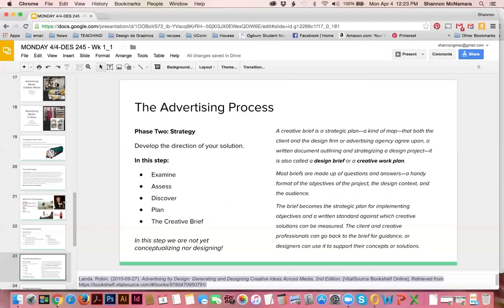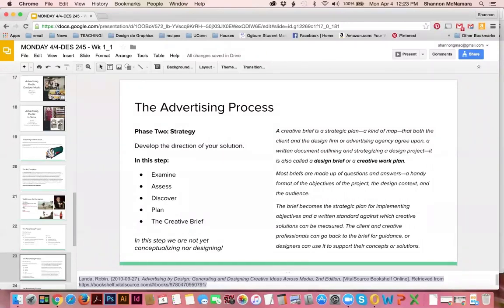During this time, you'll develop the direction for your solution. So you're going to examine, assess, discover, plan, and start your creative brief. Once again, in this step, we are not even to the point where we are conceptualizing, never mind designing. A creative brief, which was our last bullet point, is a strategic plan or a map that both the client and the design firm or agency agree upon. It's a written document outlining and strategizing a design project. It is also sometimes called a design brief or the creative work plan.